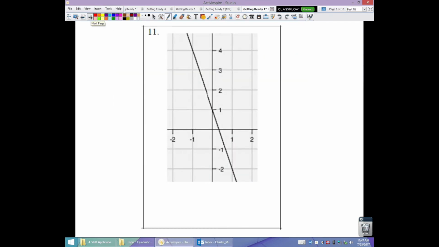Number 11, I got another graph. This one, though, is a decreasing one, so I should expect a negative slope. I'm identifying 2 points. You also could have used this one at 1, -2. This time, I will again do rise over run. But since I count 1, 2, 3 down, my rise is -3, divided by +1, which is -3.